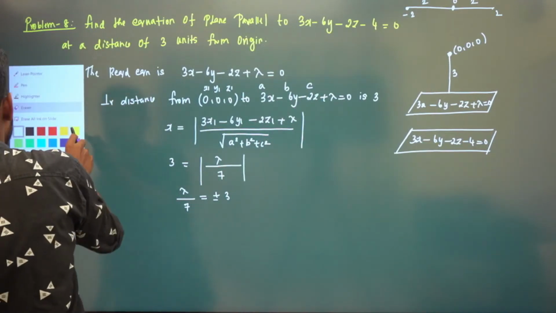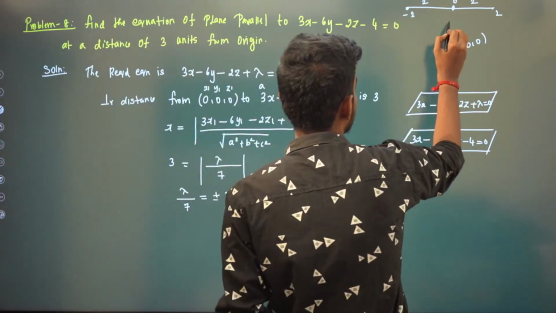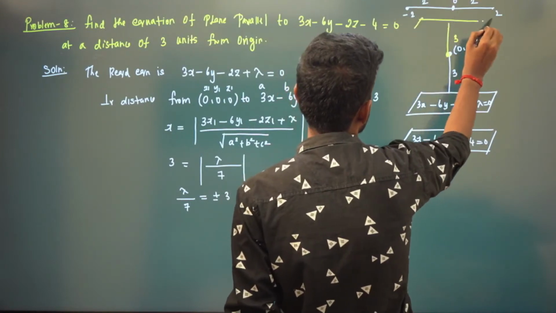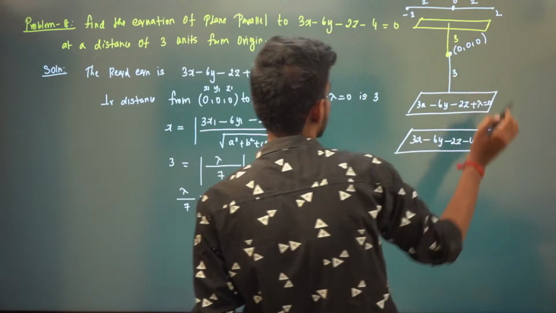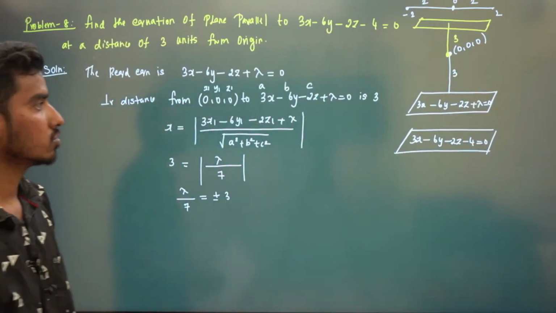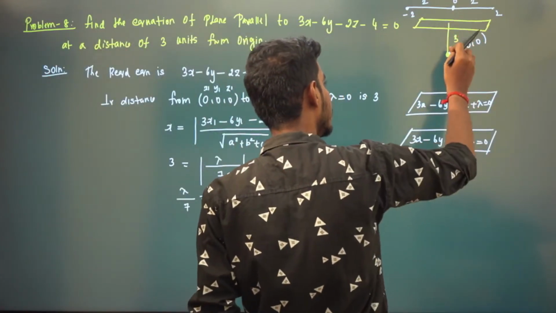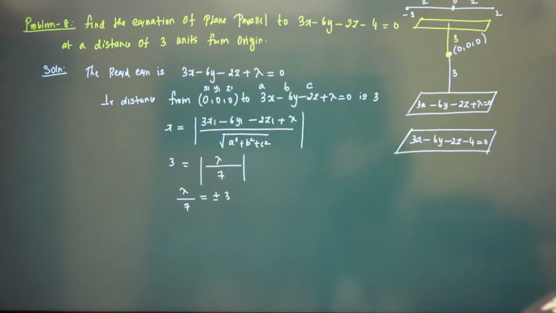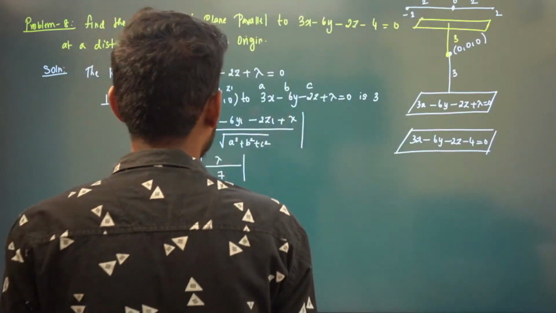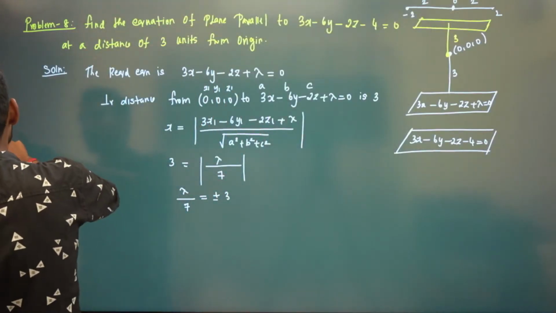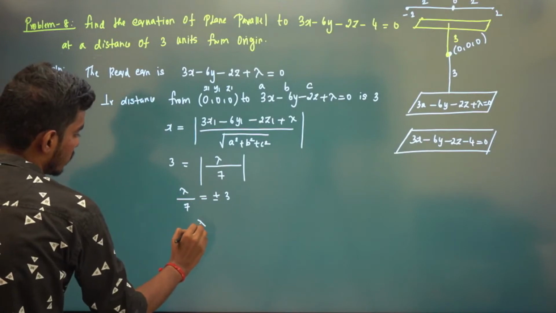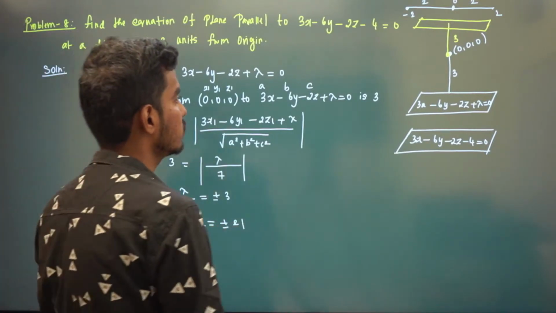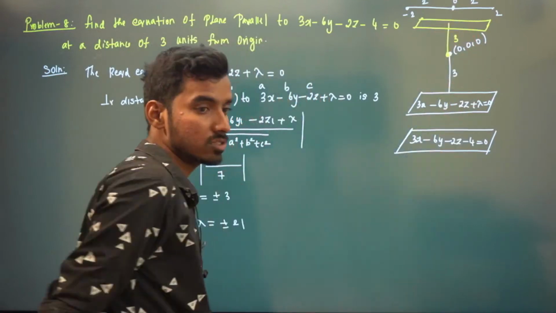Is that clear? So this plane also, the distance is 3. This is also 3, maybe in the negative distance. Right? So we will have two planes. So that is why I'm putting plus or minus 3. So that means lambda can be plus or minus 21, right? Plus or minus 21. So there can be two planes.